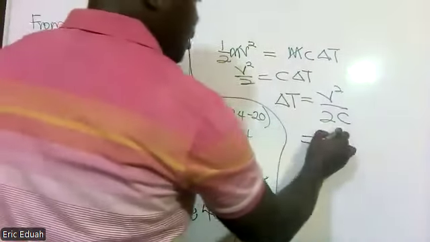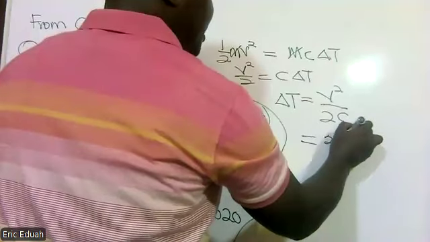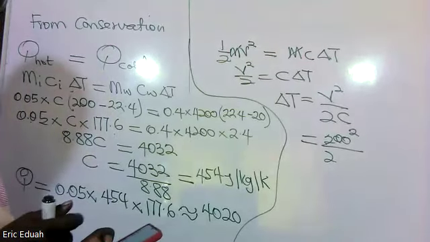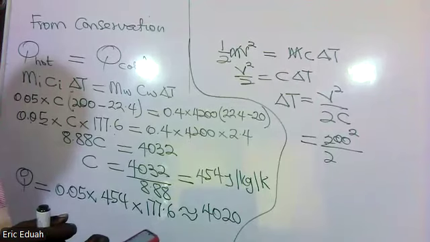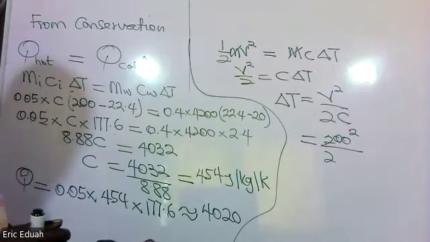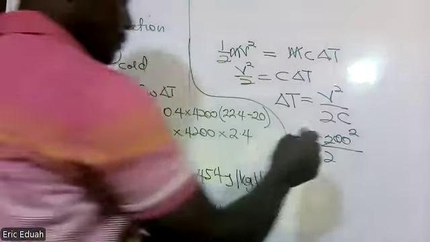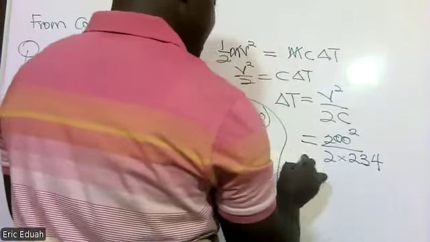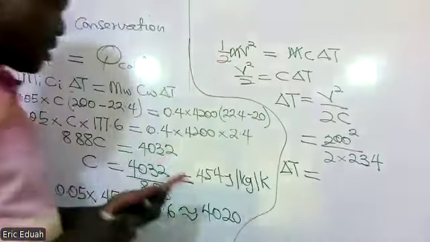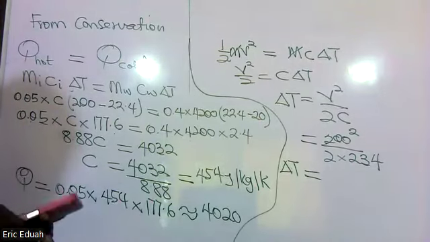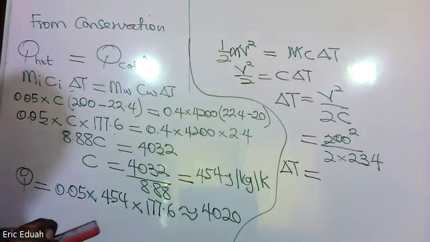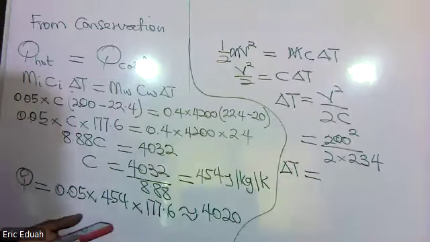200 meters per second. So 200 meters per second squared over 2 times the specific heat capacity of silver, which is given as 234. So the change in temperature will be equal to 200 squared divided by this.